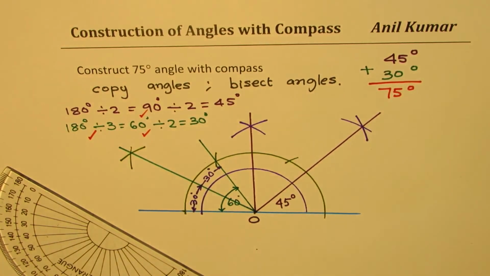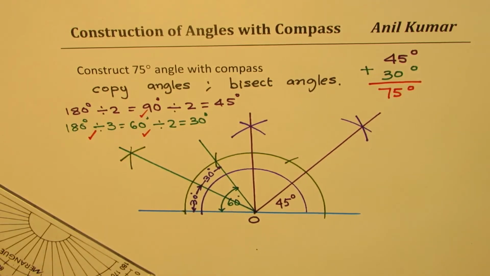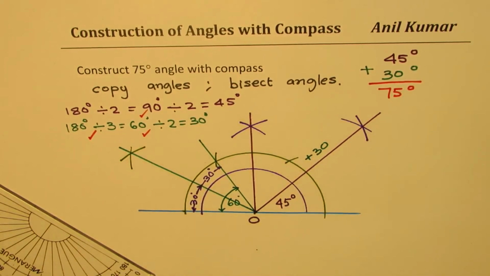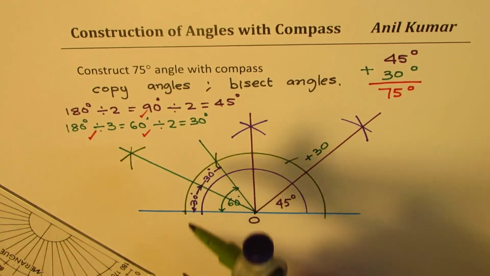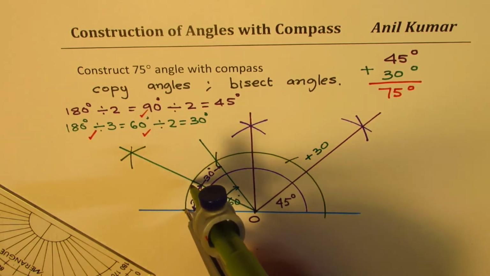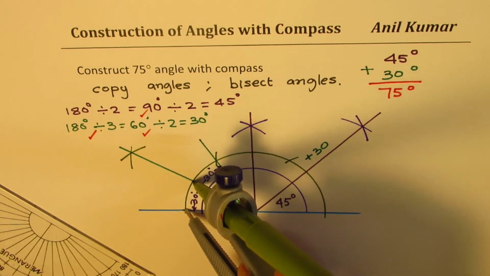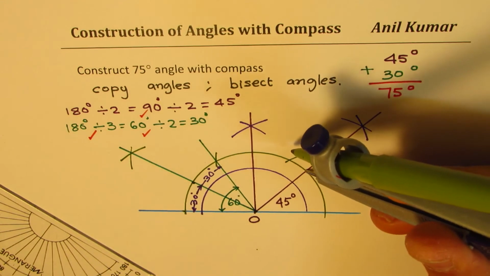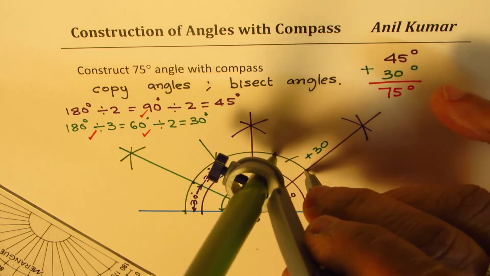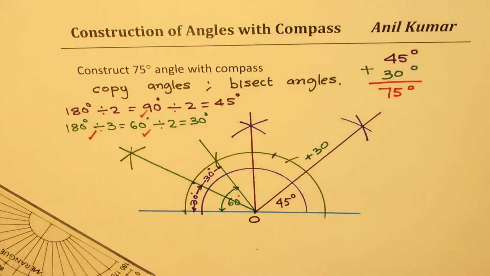Okay. Now the idea is to copy this 30 degrees on to 45. So we have to somehow copy 30 degrees on this line of 45. How do we do that? Well, we have a method of doing it. We know that this arc length on the light green color represents 30 degrees. Is that clear? This is 30 degrees. So from this line, which was for 45 degrees, I'll make a cut here. So this is 30 degrees for me from 45.